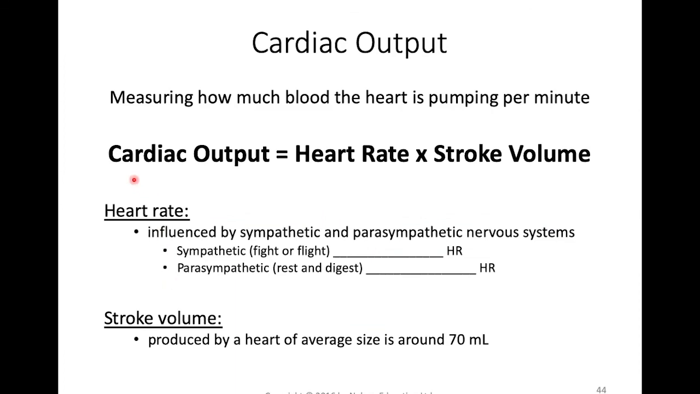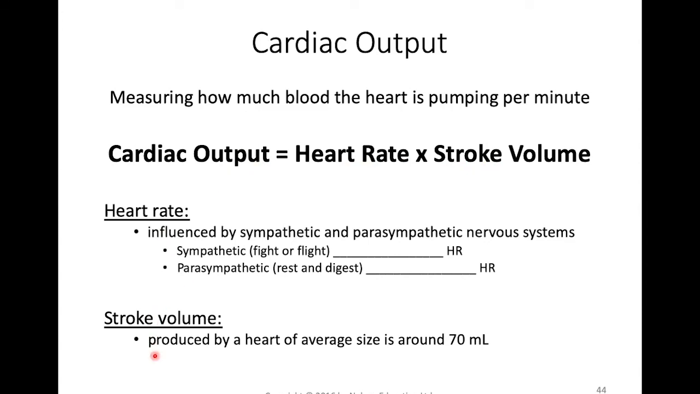Now, one way we can measure the overall effectiveness of the heart is to measure the stroke volume, which is how much blood the heart is ejecting every beat, multiplied by your heart rate, how many beats per minute. That can give you your cardiac output. And the cardiac output is a measure of how much blood the heart is pumping every minute.